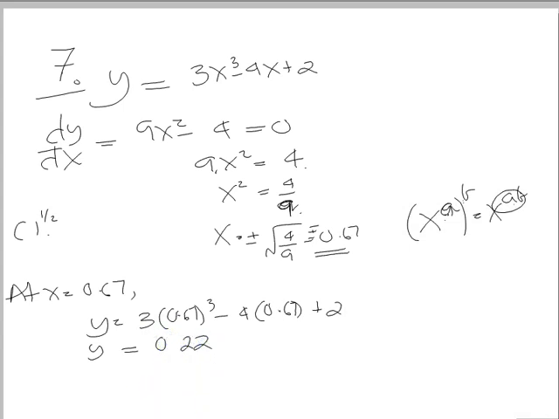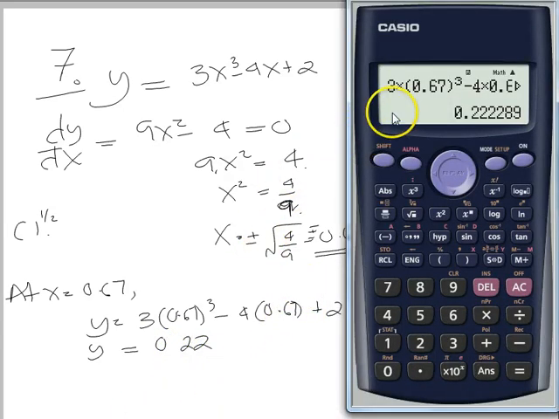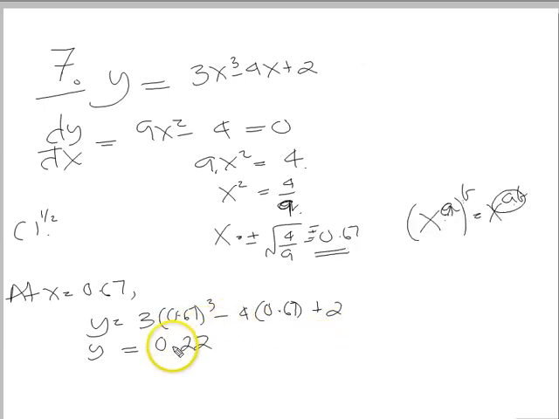Yeah? Let's just quickly have a look at that. 3 times 0.67 cubed, which we've done there, minus 4 times 0.67. Yeah, that's fine. Plus 2. And we did equals, and we got 0.22. Good. So there's 0.22. Okay, that's the output.